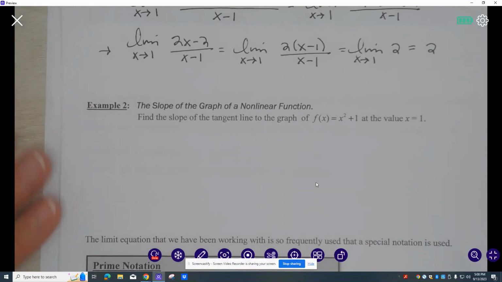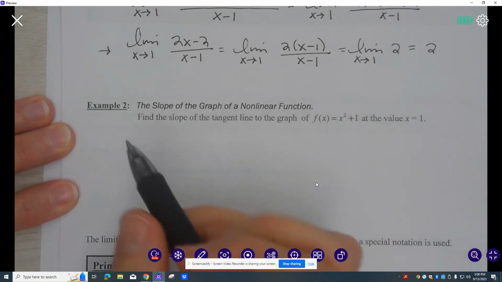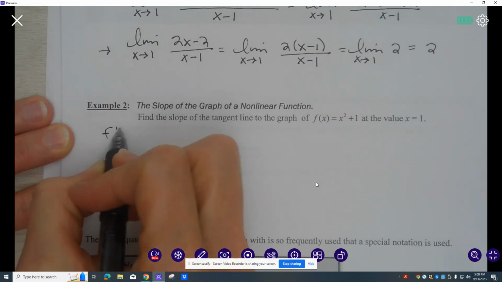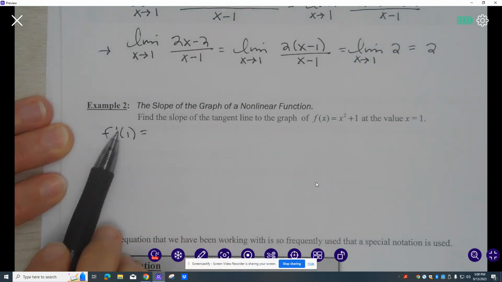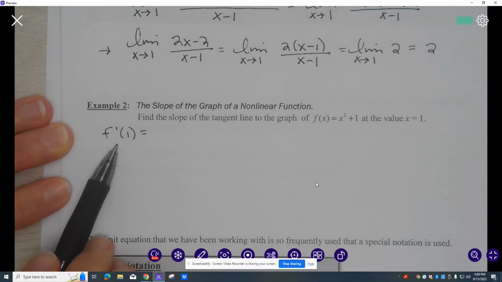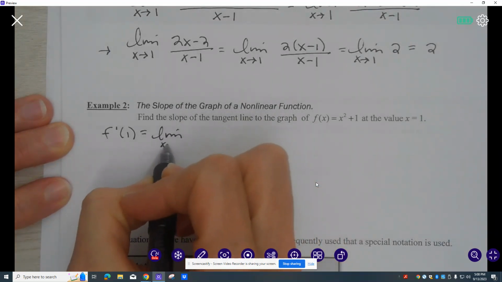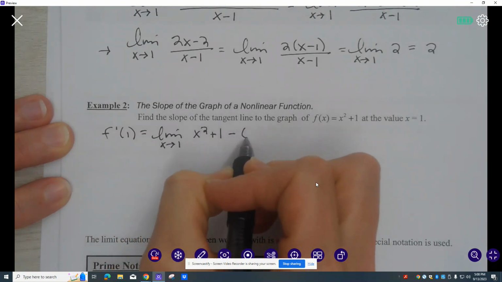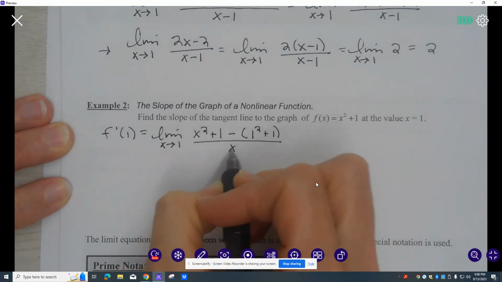All right, we're going to do all the same thing. We're also still approaching 1. By the way, because this is the derivative, I'm going to name it. F prime of 1 is the derivative of the function f when x equals 1. So this one I'm going to name as the derivative. Limit as x approaches 1 of f of x minus f of 1, all over x minus 1.